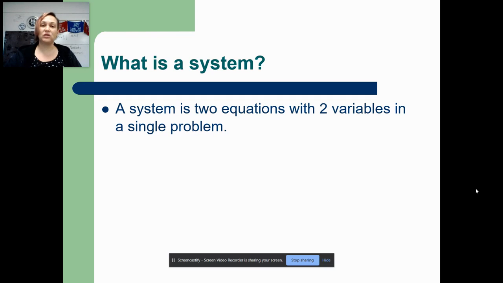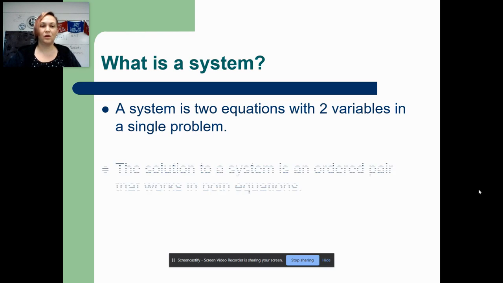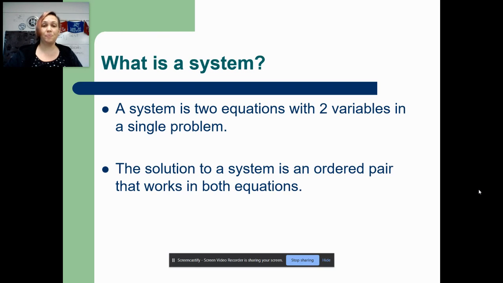So if we're thinking back to our linear equation chapter that we just completed, each problem had an x and a y. And now, instead of just one equation, we'll have 2 equations. When we're solving a system, we're looking for a single ordered pair that works in both equations. Now, when I say works, I mean it is a solution to both of the equations. That means if you plug the ordered pair into the equations, it gives you a true statement.